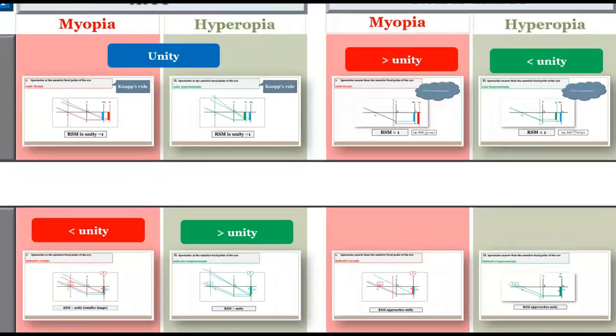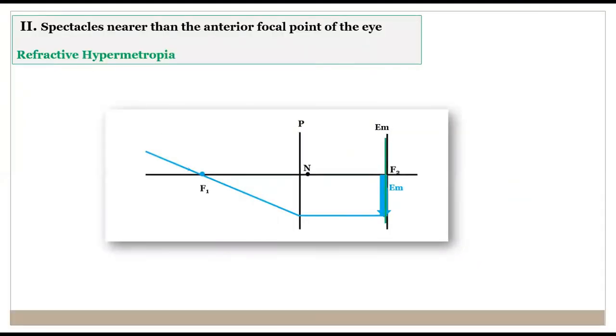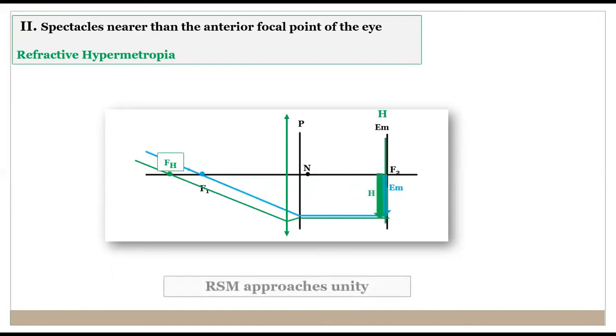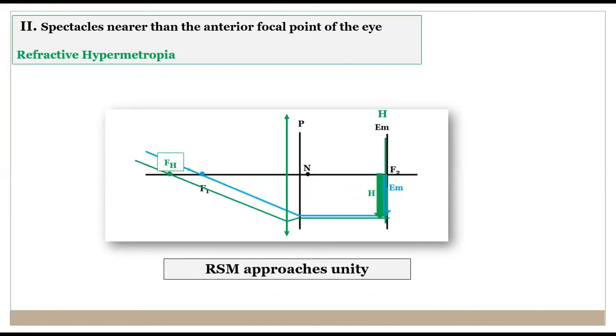The same applies for refractive hyperopia. When the correcting plus lens is nearer than the anterior focal point as in a contact lens, this ray, when it passes through the anterior focal point undeviated, and when it hits the plus lens, it converges and then passes parallel to the principal axis. So again here, the RSM approaches unity. That's why contact lenses are the preferable option for refractive anisometropia.